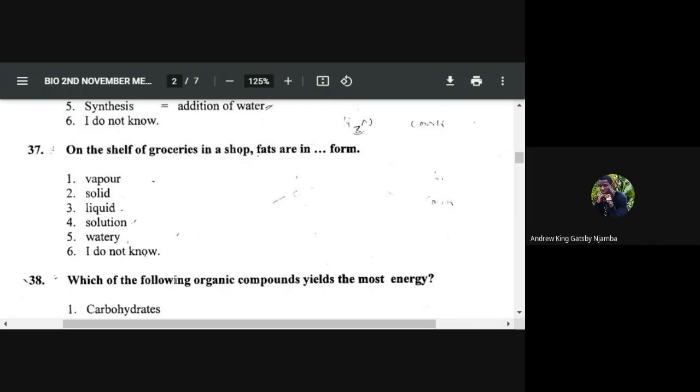Exactly. So the issue there is that lipids can be in two forms. We have oils and fats. A combination of oils and fats make lipids. So when you see a question talking about oils, that's when you think about liquid. But when they talk about fats, think about solid. So the answer there is 2, solid.